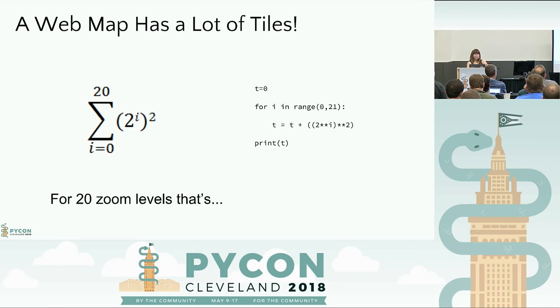So a web map like this has a lot of tiles, and I wrote a little Python script to tell me how many. If there are 20 zoom levels, 0 to 20, I don't even know how to say that number. Web maps have tile caching systems set up because that's a lot of images to deal with, but that's actually way faster than loading vector data as a user is looking for it.